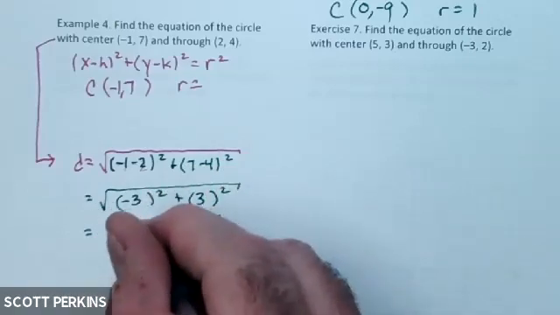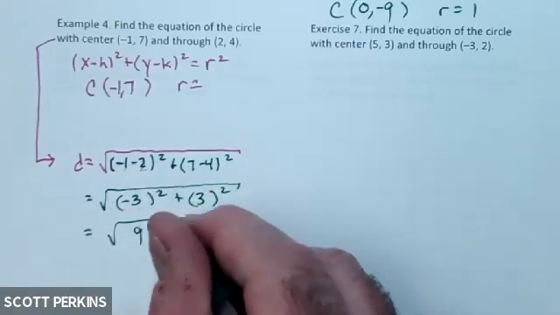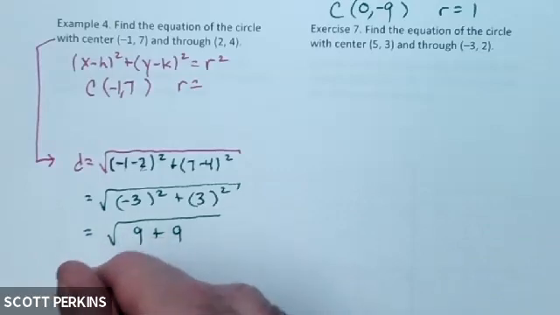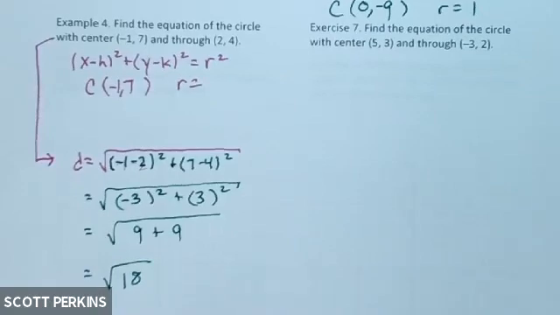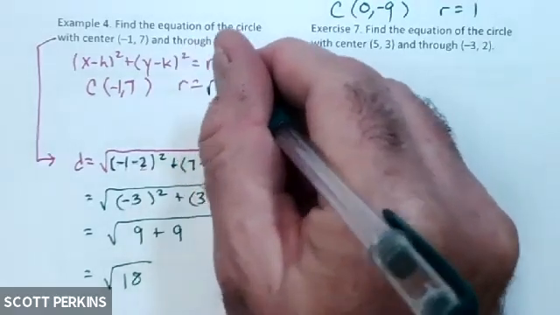-3 squared is 9. 3 squared is 9. So the distance between those 2 points, which is also the radius, is the square root of 18. Now I am going to be a little bit lazy. I am not going to simplify the square root of 18 because in just a moment, we are going to square it when we put it back into the circle formula. So I would just be doing extra work. So the radius that I'm going to use is equal to the square root of 18.